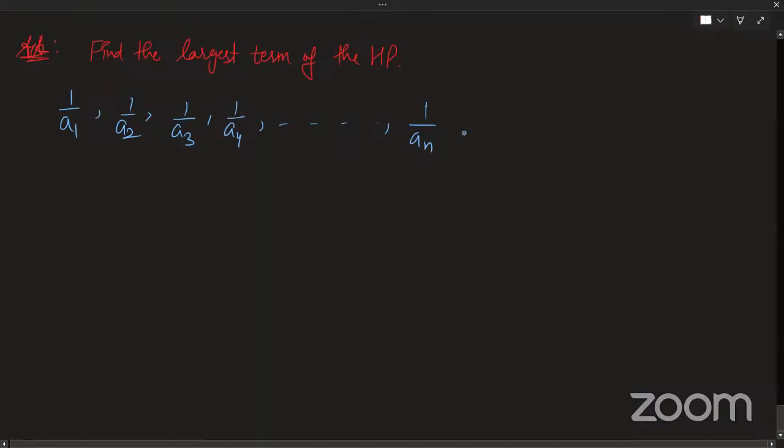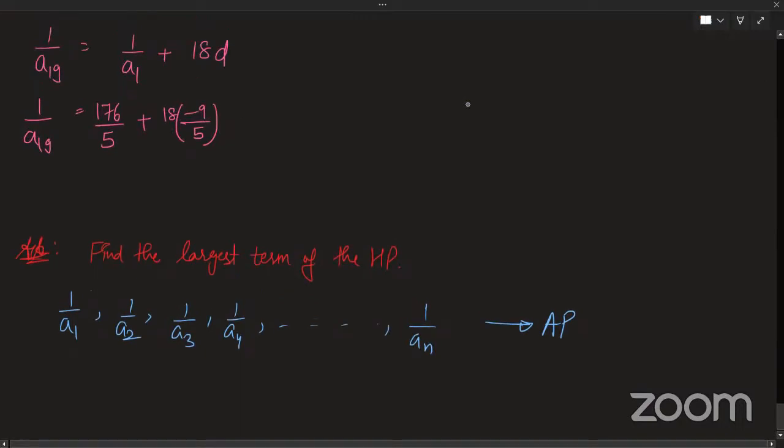So see, what is happening? This thing is in AP. Okay. Acha, you are telling me the value. Okay. No worries.